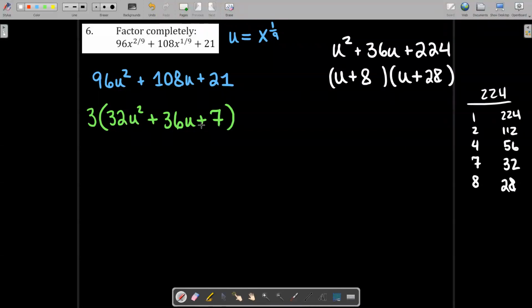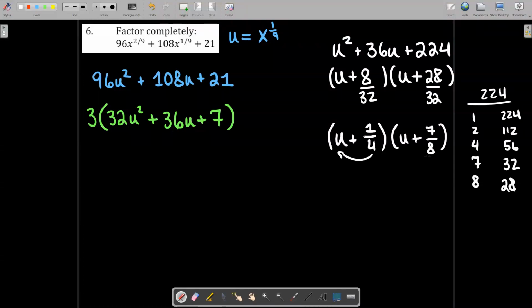To make it the factored form of this green trinomial over here, we've got to divide by the a value, the 32. So we divide by 32 over here. We're going to simplify both of these fractions. 8 and 32 have a common factor of 8. So if I divide the top and the bottom by 8, I get 1/4. And 28 and 32 are both divisible by 4. If I divide the top and the bottom by 4, I get 7/8. And then now that these fractions don't simplify, we put the denominators in front of the u.